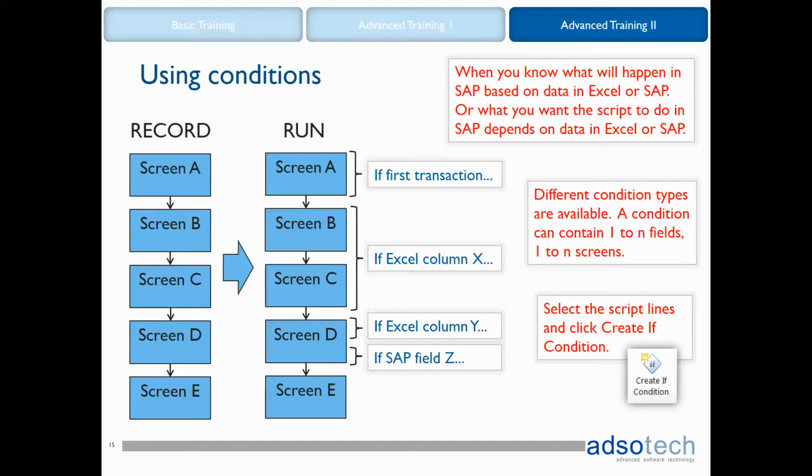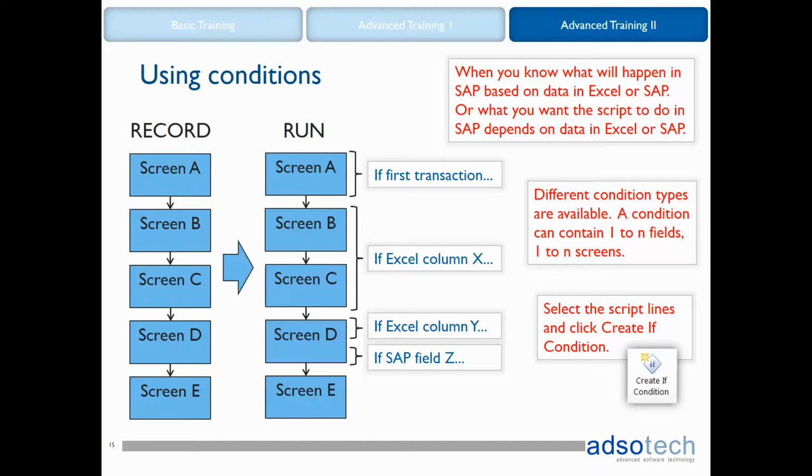Both of these scenarios would require a condition if Excel column X, which means the values in Excel column X determine whether the selected part of the script is performed or not. A single condition can contain any number of SAP fields or SAP screens, and you can have multiple conditions in one script. Most often, conditions are based on Excel data, but SAP data can also be used.